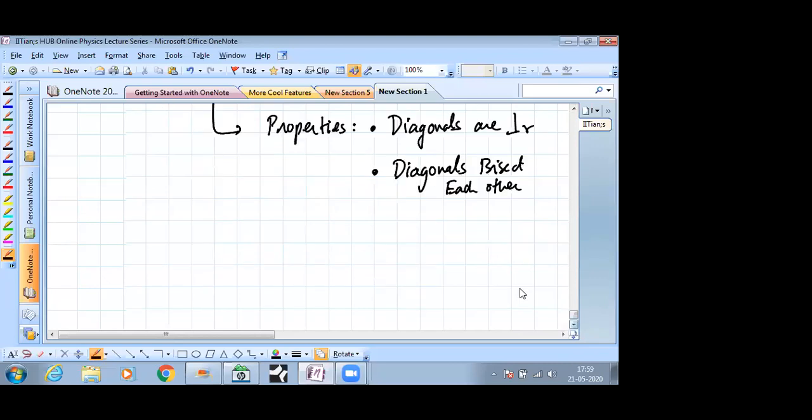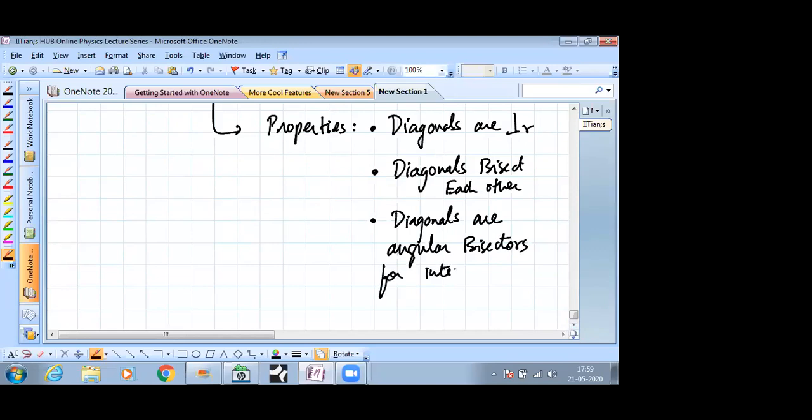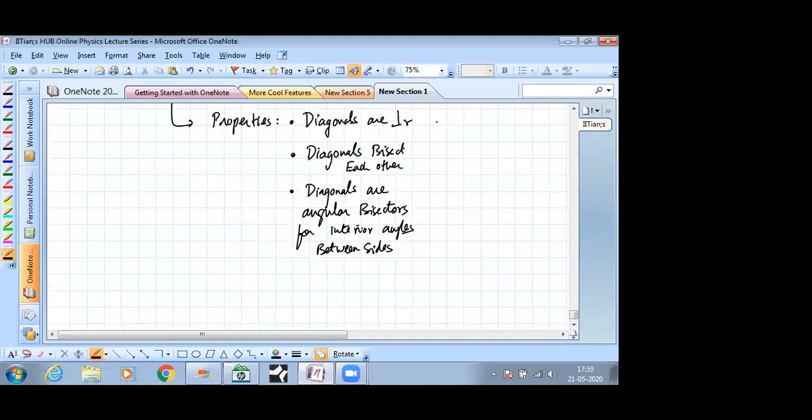And also another important property of a rhombus is that the diagonals are angular bisectors for the interior angles between the sides of the parallelogram. Okay. So here we'll see that we have just made use of one of these special properties. We made use of this property that the diagonals are perpendicular to each other for a rhombus.